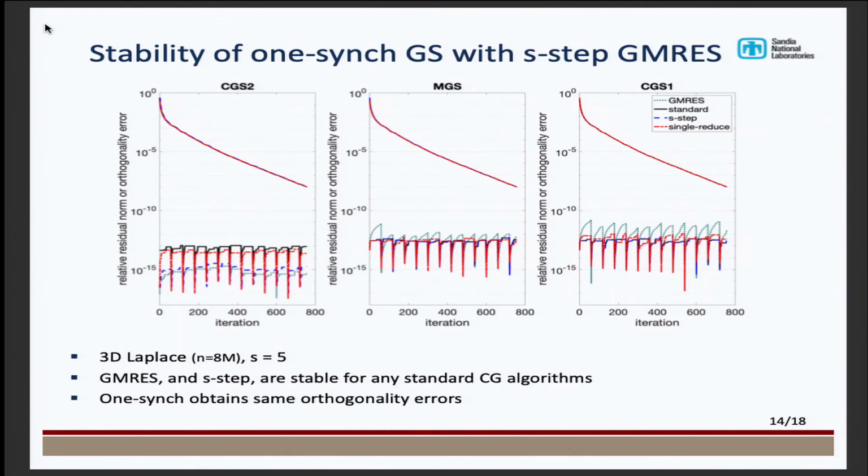And we also tried with different matrices. So this is a 3D Laplace problem, and now I'm increasing the step size to 5. And basically, we are getting about the same orthogonality errors using the different orthogonalization schemes.